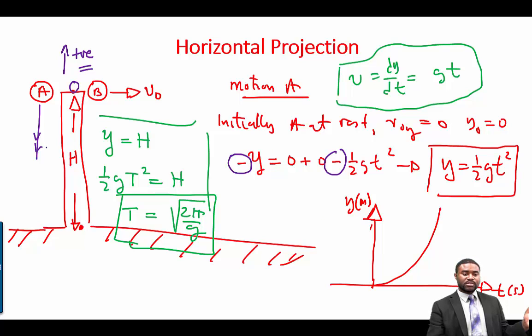As the particle falls, is the particle above or below the origin? If it's below, is y positive or negative? Negative. Does this explain this negative sign? Yes. Let me ask you another question. Is the acceleration of the particle positive or negative? Negative. Does this explain this? Initially, is the particle at rest or moving? Does this explain this? Initially, is the particle at the origin or not? Does this explain this? You see that the negative signs take care of each other.